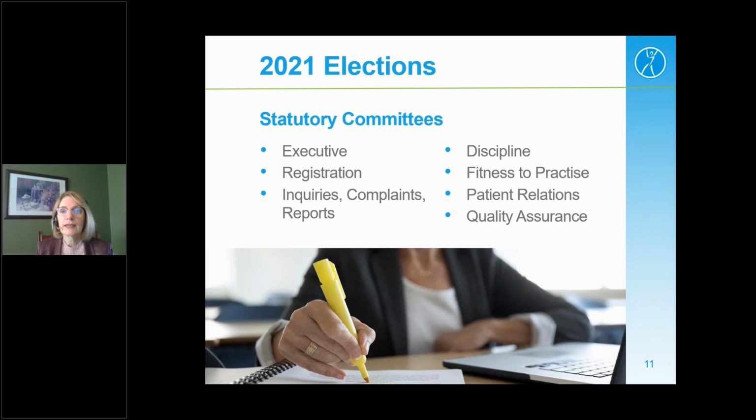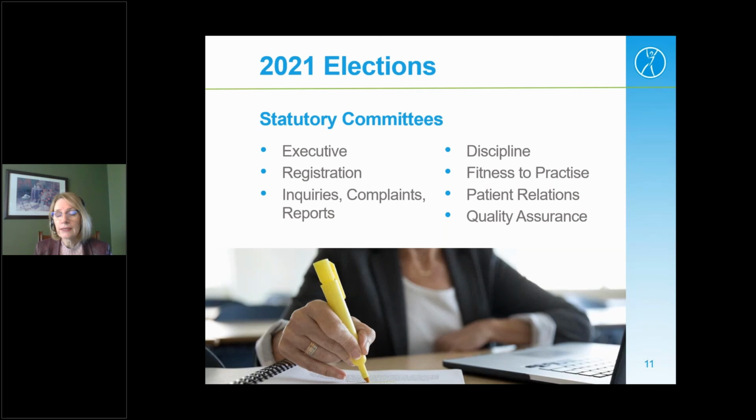The discipline committee hears about registrants or concerns that are very serious and require discipline. Thankfully, we don't have too many of these, but all discipline hearings are posted on our website and the outcomes are made public. The Fitness to Practice Committee is there to manage concerns about registrants who might have some sort of concern about their ability to practice safely and ethically, whether it be a health matter or a substance abuse matter, something like that, where they're not taking steps independently to manage the safety of their practice. So then the Fitness to Practice Committee gets involved.